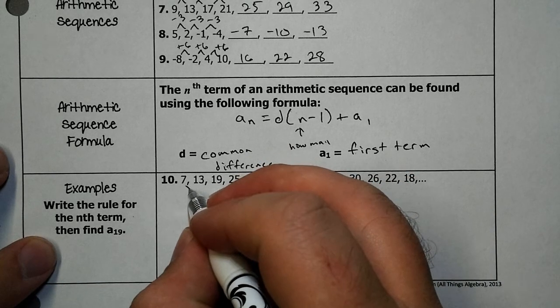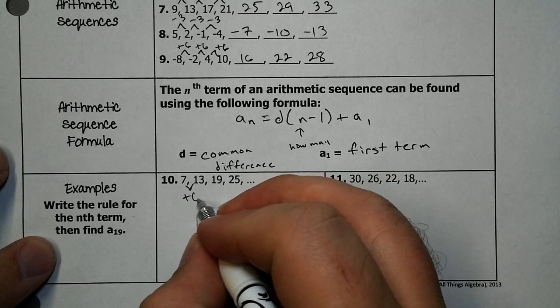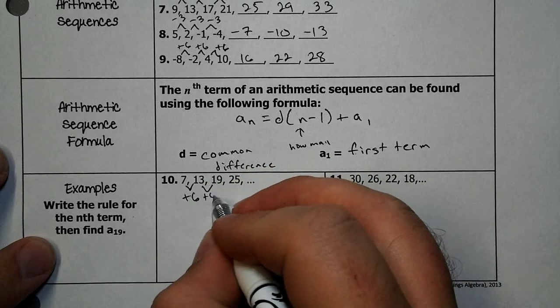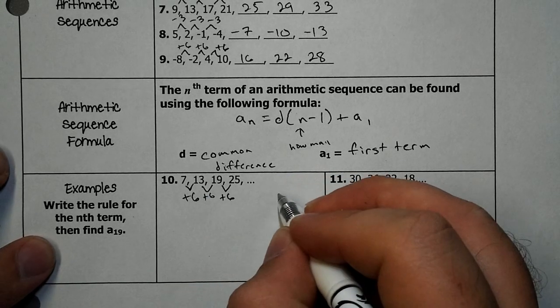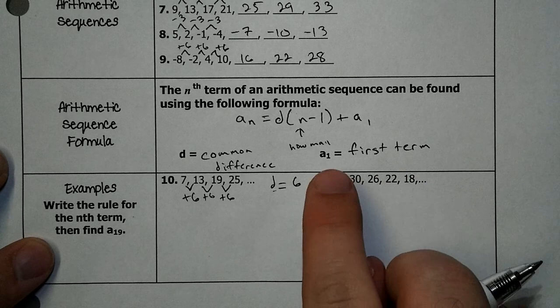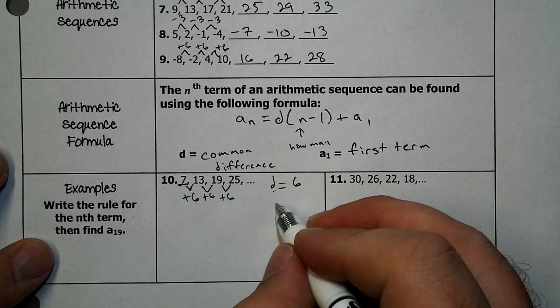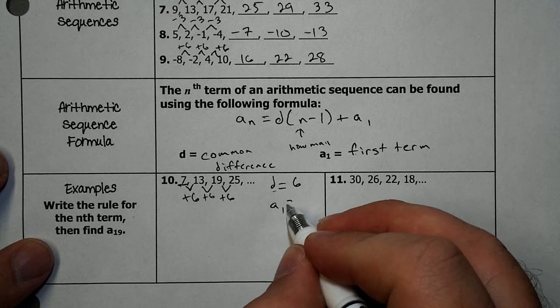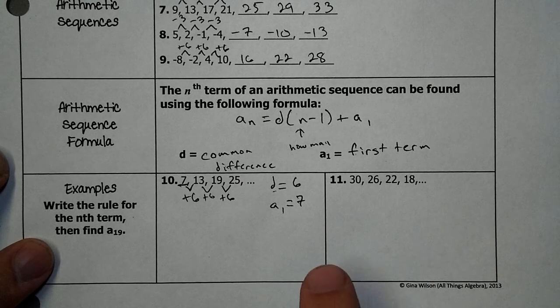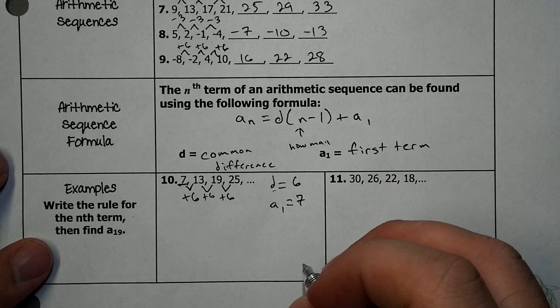Well, let's find their common difference. Up here, from 7 to 13, goes up 6, goes up 6, goes up 6. So the difference is equal to 6. Now, we also need our first term. The first term in the sequence was 7, so a sub 1 was 7. Now that we have that information, we can plug in, and this time our n value is going to be 19.